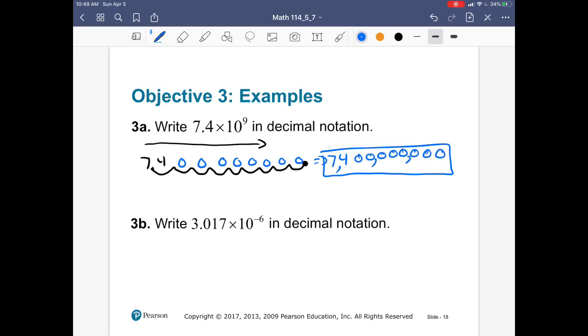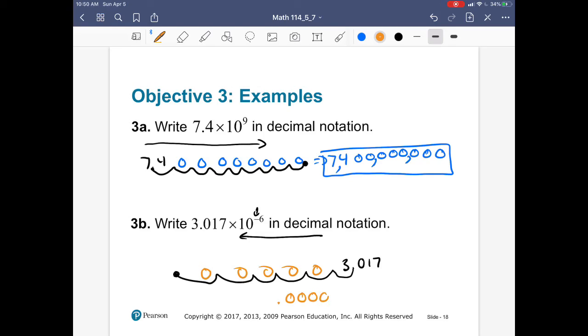Now, on the next problem, we have 3.017 times 10 to the negative 6. Now we're going to be moving the decimal to the left because of this negative. So I have 3.017. I'm going to move it 6 times: 1, 2, 3, 4, 5, 6. So our decimal will end up there. So I have 0, 0, 0, 0, 0. So our solution is 5 zeros after the decimal point, then 3017.